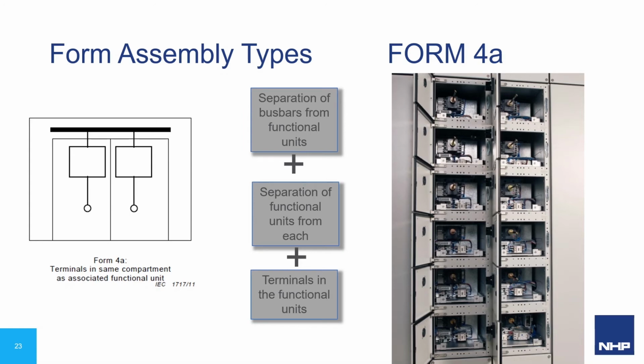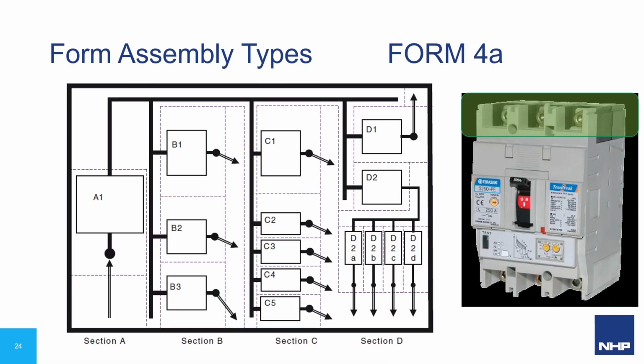This typically will not impact the size of the assembly too much. However, it does mean the installing contractor now has to make cable entries into each functional unit, which may slow installation on site. Shown for clarity here is the AS61439 example diagram, which clearly shows the terminals housed within the associated functional unit.